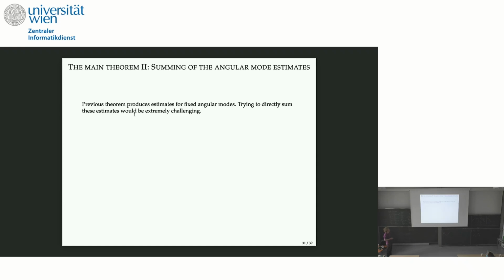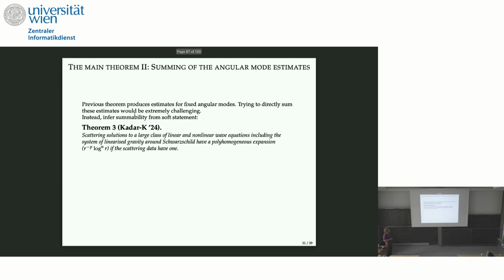So it's basically not really tractable to try to directly sum these estimates. And instead, the way we approach that is by a soft statement. So we prove that for a general large class of wave equations, you have the property that if you have initial data that have a general expansion in powers of r to the minus p times log n of r, if these data have such an expansion, then the solution will also have such an expansion.